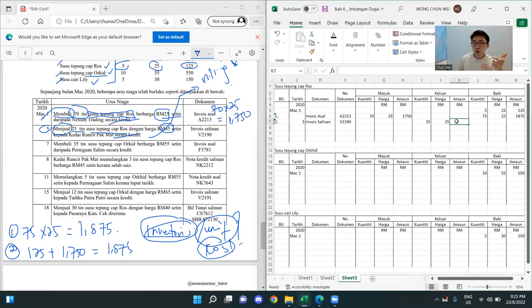Right, because since I already show you, if you put a 45 there, how are you going to record here? It doesn't make sense at all. All right, so here we just want to know what is the cost and the inventory, how much do we have. So here amount, very simple. You just use 25 times 25. Then you will get 625.